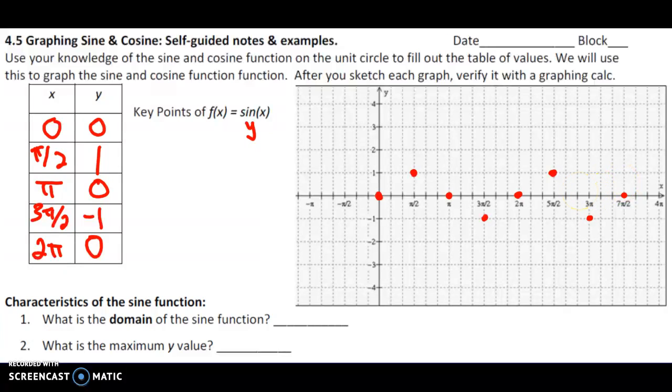because sine repeats itself. Up to 1, down to 0, down to -1, back up to 0. Down to -1, back up to 0.